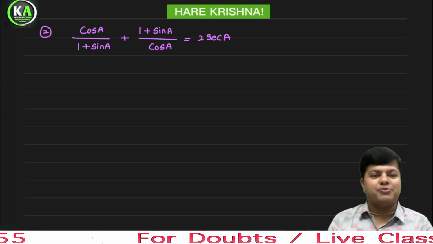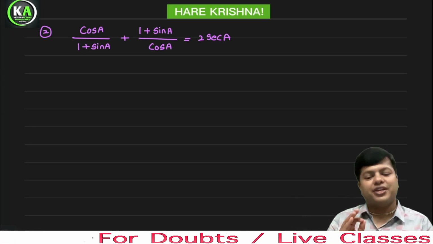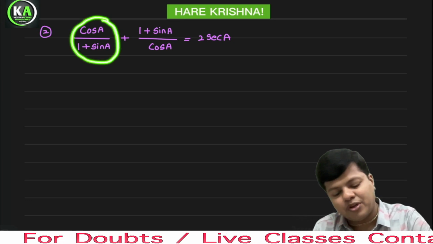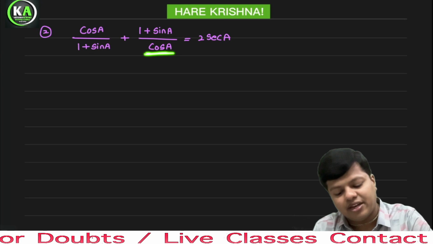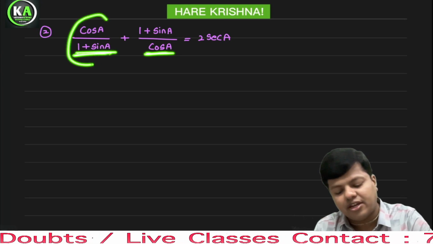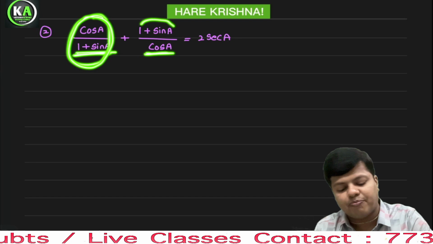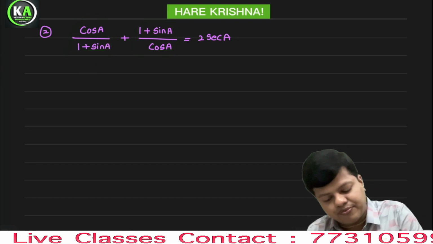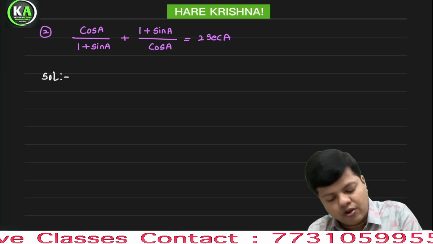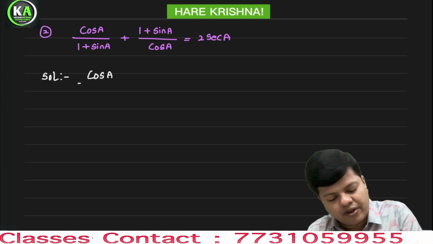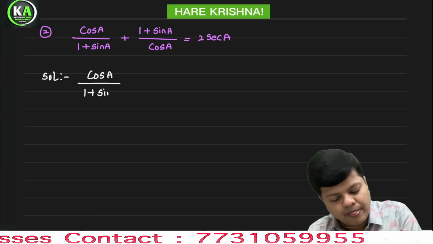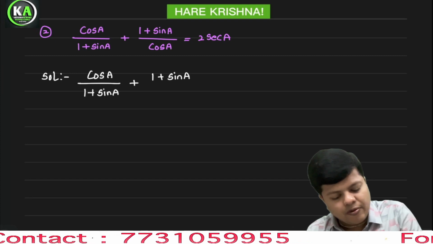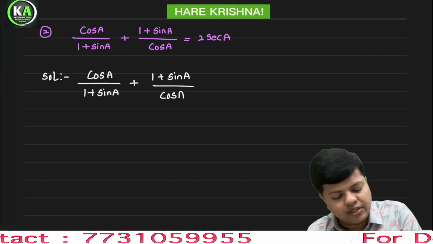This is also of textbook. Just do rationalizing the first sum, first bit. Only this part you do rationalizing, because here there is nothing in denominator. Here 1 plus sin a is there in denominator. So rationalizing the denominator only of the first part. Second part don't disturb, write it as it is. So first copy the question. Solution: cos a by 1 plus sin a plus 1 plus sin a by cos a. Okay sir.